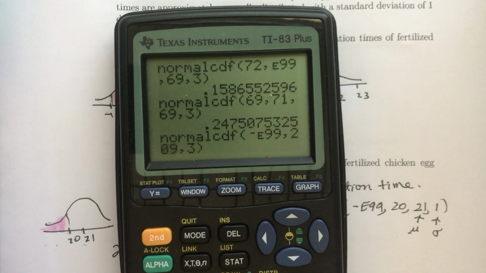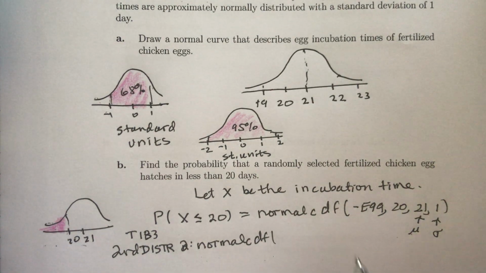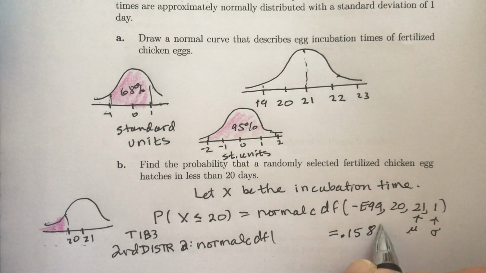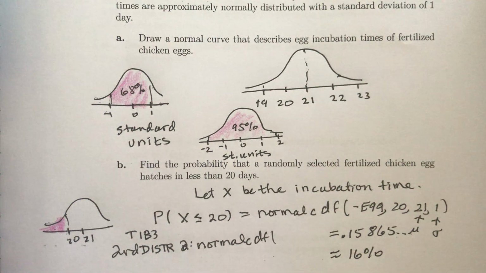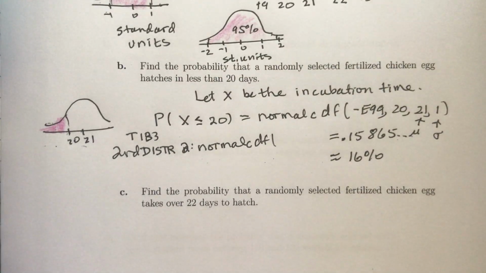What was I doing? 20, 21, 1. Close it up. Yay, got it. That's as predicted. That's 0.15865. Goes on forever, but that's about 16%. So only 16% of the eggs will hatch in less than 20 days.